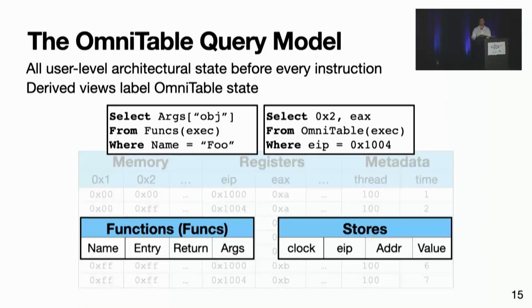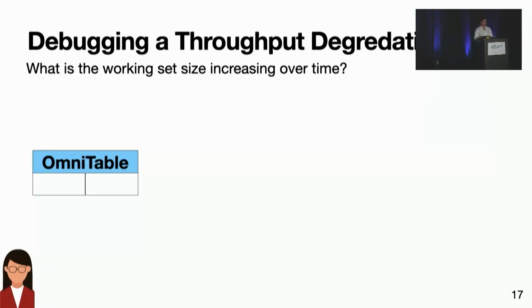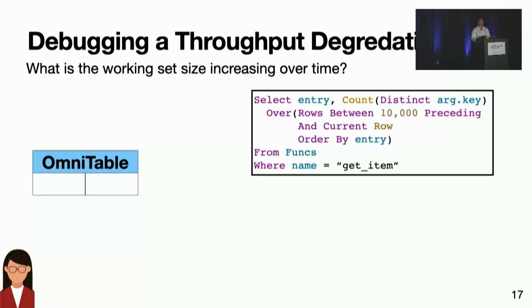Okay, as an example of how this actually works, I'll next walk through how Diane could express that first debugging question I talked about in the beginning of this talk for the throughput degradation. So recall that the goal is to estimate the working set size of her cache by computing the unique keys that are accessed during a sliding window. Now, to do this with the OmniTable, she first has to actually extract an OmniTable for her system during some execution that exposes this problem. And then she can write the following SQL query.